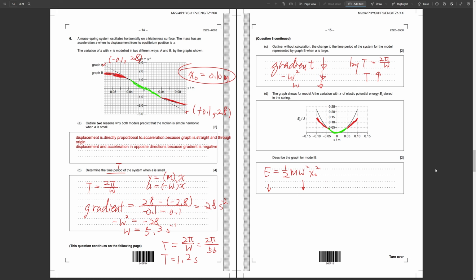According to the question command term, we should describe the graph for model B in words. It would be the same curve for small amplitudes up to about 0.05 meter. And for those displacements beyond 0.05, the EP, the potential energy, will be smaller for model B.